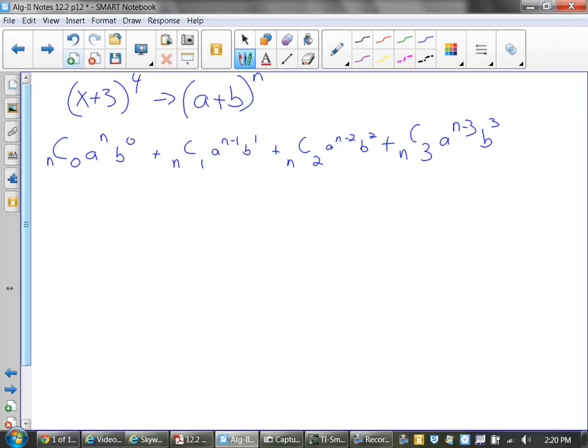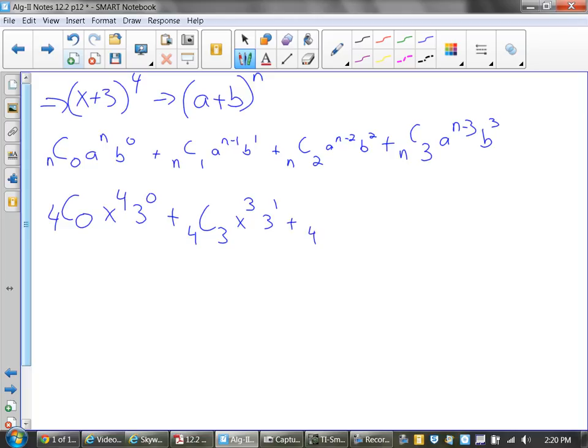You don't need a formula for this. Here's why. Watch. What's your value of n in this question? 4. 4 choose 0. What's a? A is x. x to the 4th, 3 to the 0 power. Plus 4 choose 3, x cubed, 3 to the 1st power.